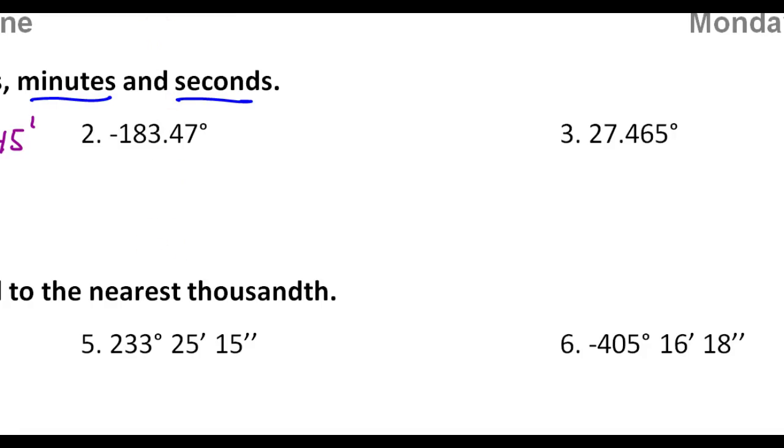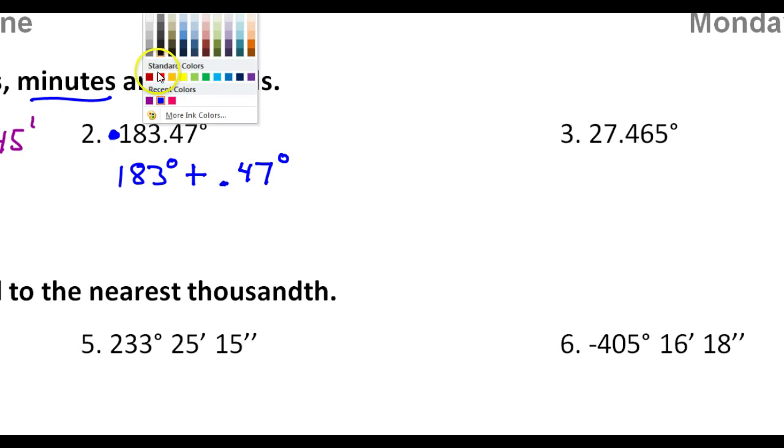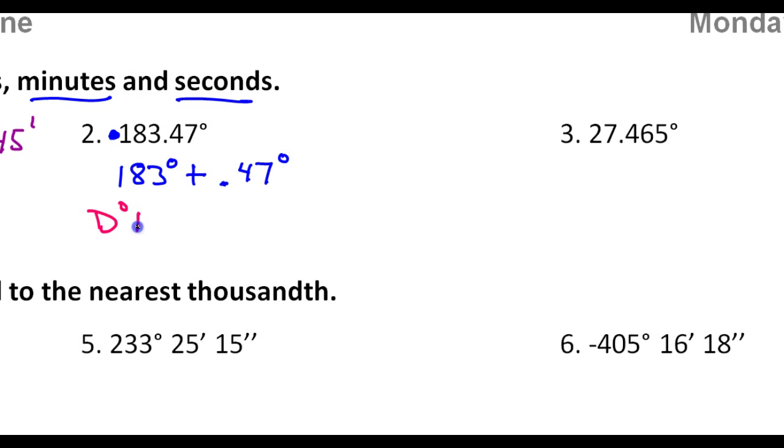So number 2, when you have negative 183.47 degrees, that's the same thing as negative 183. Well, you know what? I'm going to ignore the negative sign for a second, and we know the final answer is going to be negative. So for now, just ignore the negative sign. So 183.47 degrees is the same thing as 183 degrees plus 0.47 degrees. Okay, so in our final answer, we want degrees, minutes, and seconds.